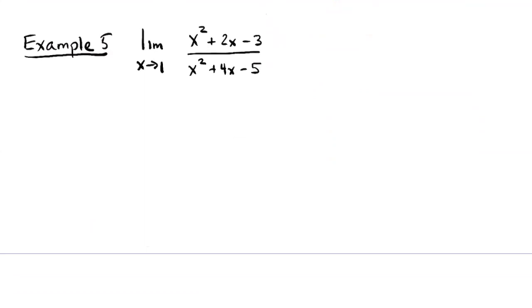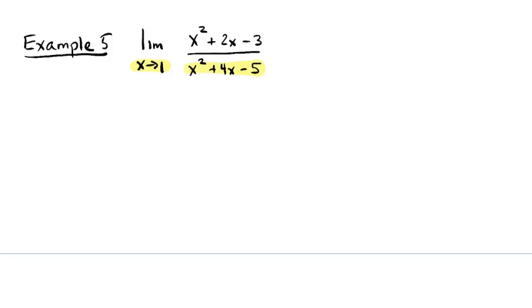Okay, let's take it from the top. Taking the limit as x goes to 1. First thing I do is ask myself, well, what do I get when I just plug 1 into that denominator? So you can stop the video here for a second. I'm not going to write it. I'm just going to say it out loud. I would get 1 plus 4, that's 5. Take away 5, that's 0. Okay, so the denominator is approaching 0.